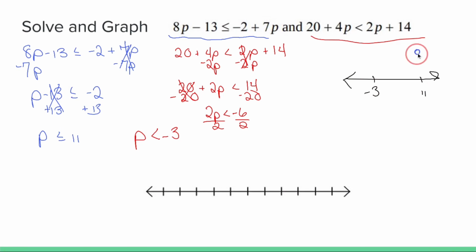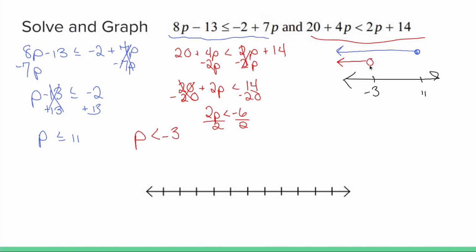Fill in the 11, go to the left. The red guy would look like this. Fill in the negative 3. Actually, don't fill it in, but move to the left. Now, what matters here is I care about where both lines intersect each other because this is an and statement.